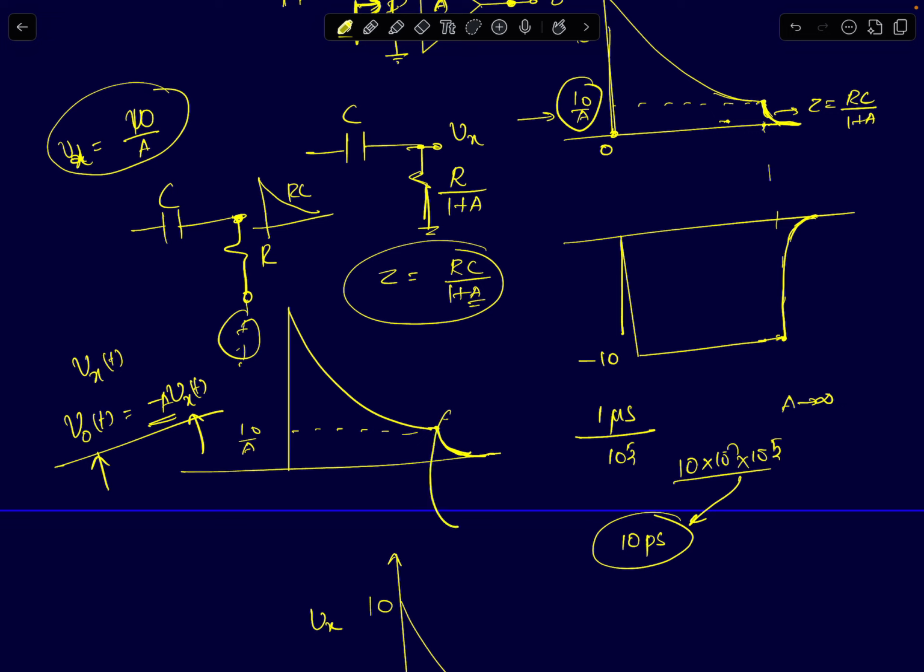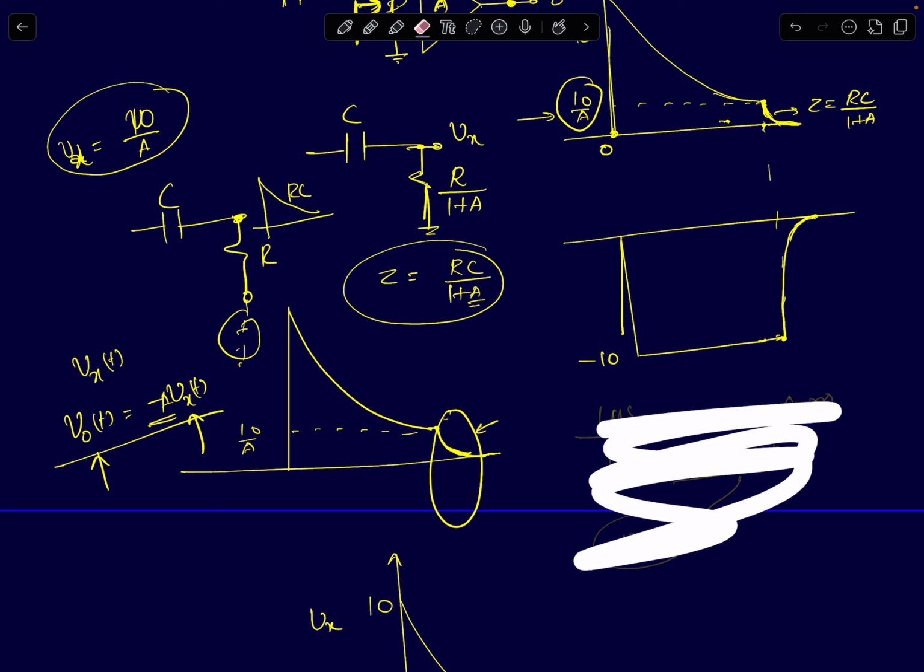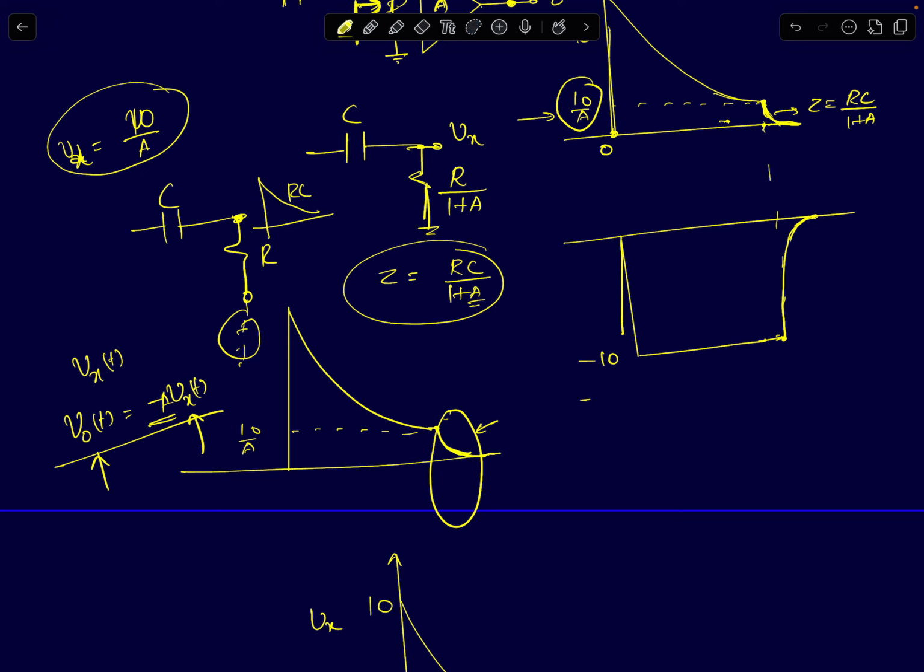So in this region, I simply have to take this waveform Vx of t and multiply it with minus A. What happens when I multiply it with minus A? I get a waveform that looks something like this. So the output voltage will come to minus 10. It will be at a constant value of minus 10. At this time instant, when the node voltage Vx reaches 10 by A, it will start discharging with a much faster time constant. The time constant here is RC upon 1 plus A.